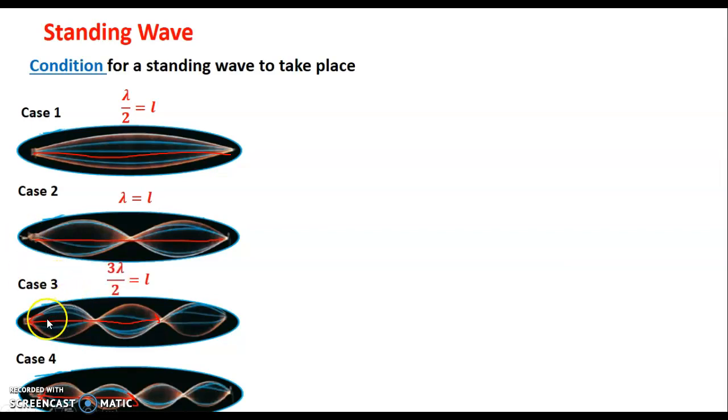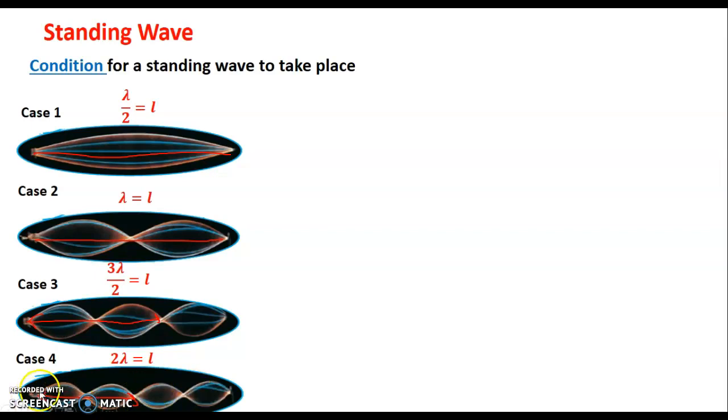Case 3, now we have crest, trough, and crest. So this is a whole cycle here, and this is half a cycle. So distance-wise, this is lambda and a half. So it's 3 lambda over 2 equal to the total length of the string. And finally, for case 4, this is one cycle and this is another cycle. We only choose either the incident wave or the reflected wave to be able to determine whether there is one cycle, 2 cycles, and so on.